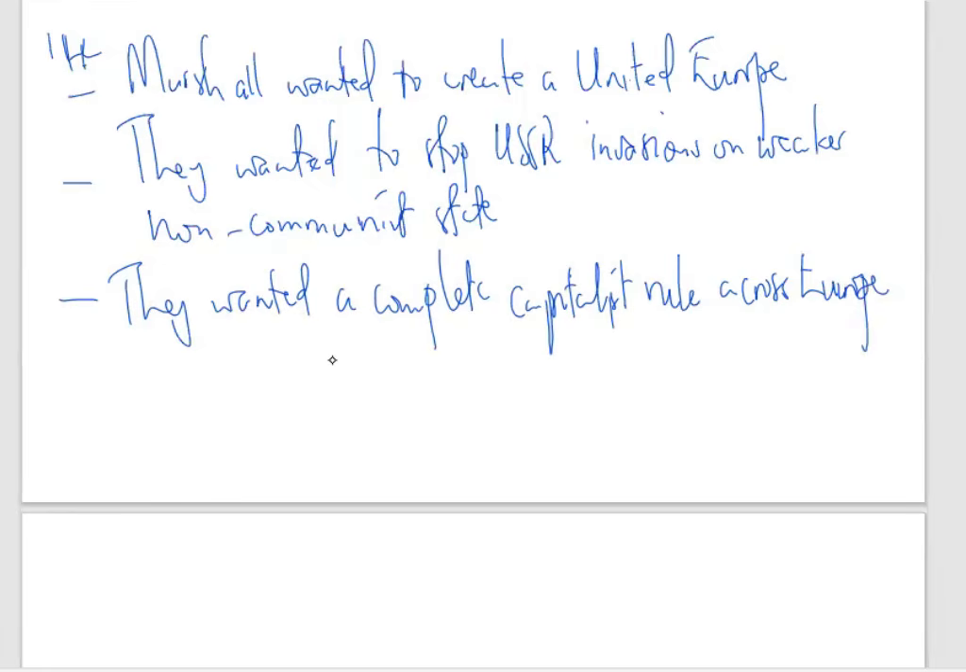So the statement says the drive for European integration; what does it imply? It might mean that the Marshall Plan wanted to create a united Europe. By integration, we are saying they were seeing Europe as divided. It was supposed to be brought together and brought to one working arrangement. So they wanted to unite Europe, or stop the invasion by the USSR, because this was causing a disintegration of Europe.